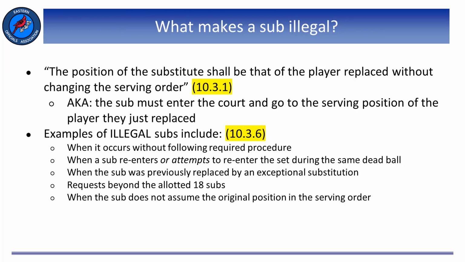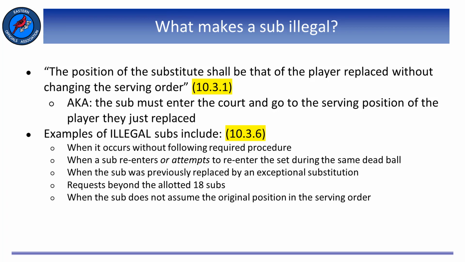The previously mentioned scenarios were all improper or delayed substitutions. The next couple scenarios would be considered illegal substitutions. First, this is directly out of our rulebook. The position of the substitute shall be that of the player replaced without changing the serving order. In other words, the substitute entering the court must go to the serving position of the player they are replacing.